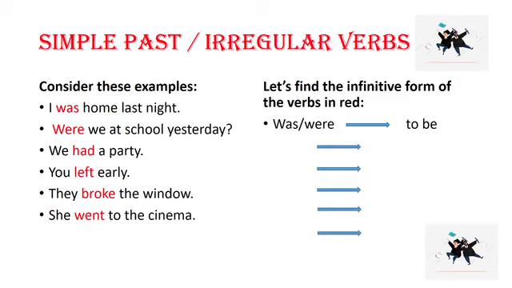Third one, had. Which verb is this? Verb had in simple past, which is the infinitive of which verb? This is again easy, you've already seen this. So let's see the answer. Had, the infinitive is to have.